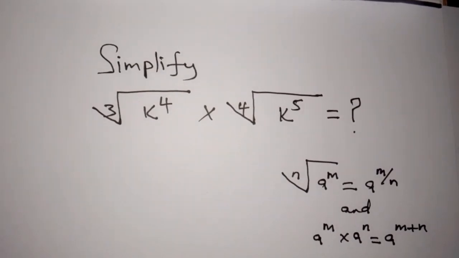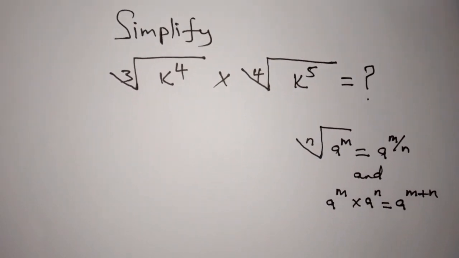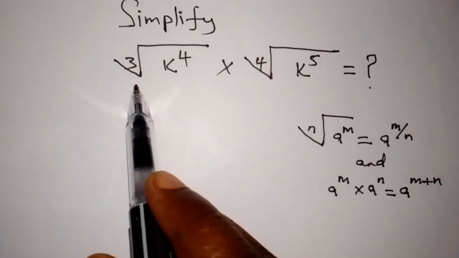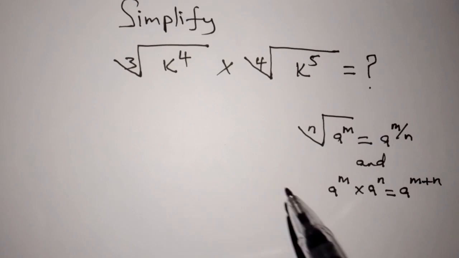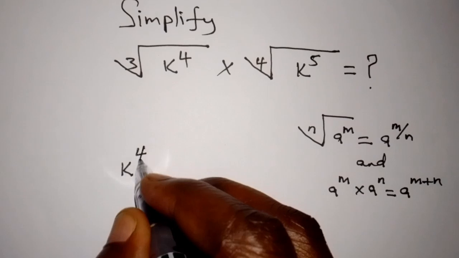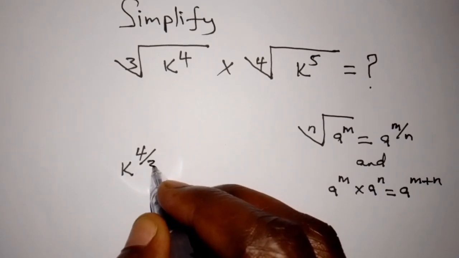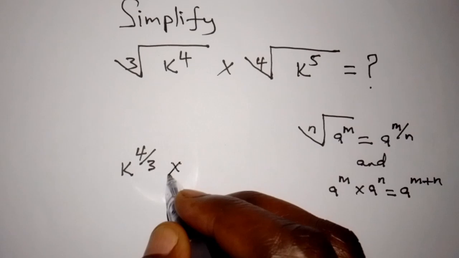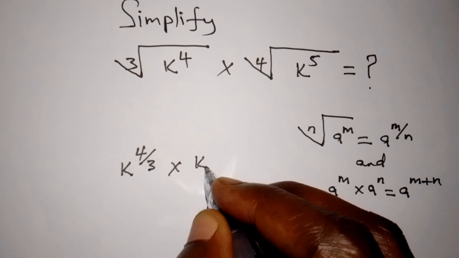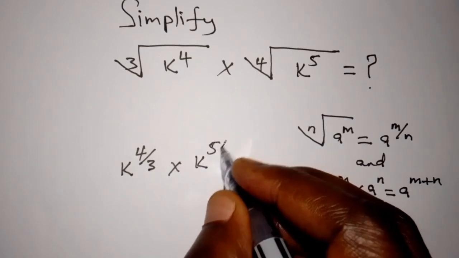So we are going to apply these laws of indices. From here we can express the cube root of k power 4 as k power 4 over 3, times the fourth root of k power 5 as k power 5 over 4.